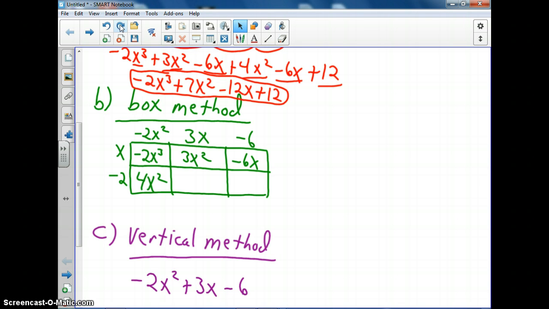What's -2 times 3x? That's what you're going to see. -6x. Here it shows up. There it is. Okay, what's -2 times -6? +12. That's what you're going to see. +12. There it is. Right there. Okay, there you go. You got it.